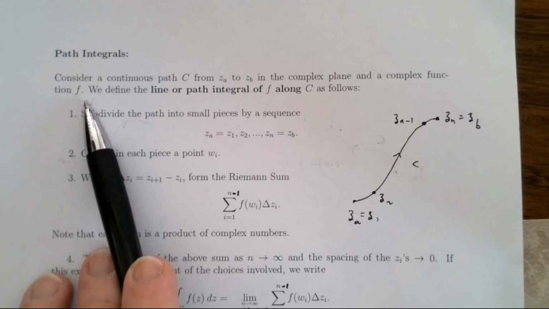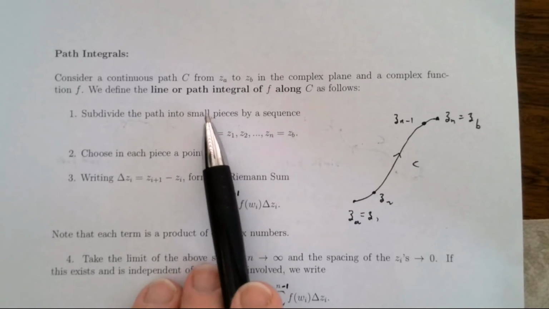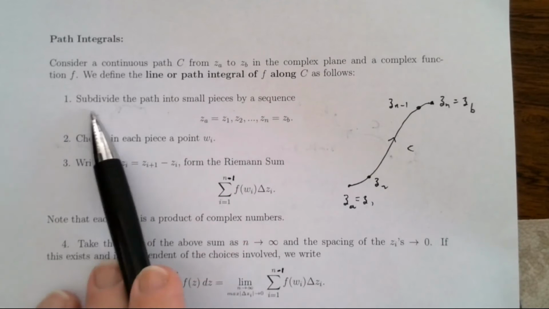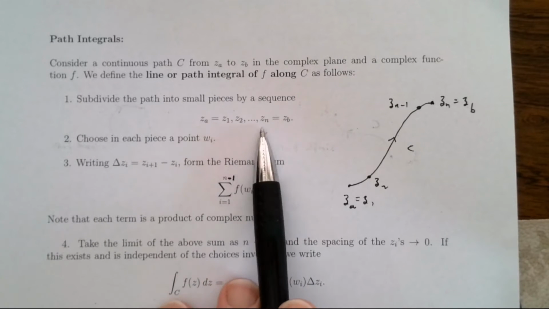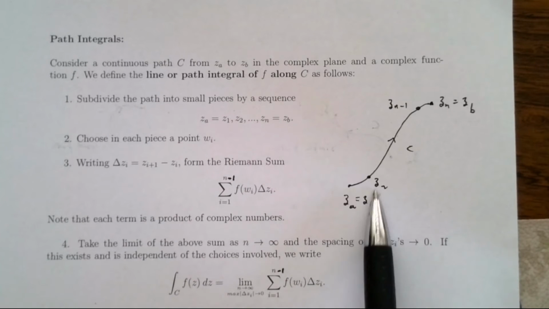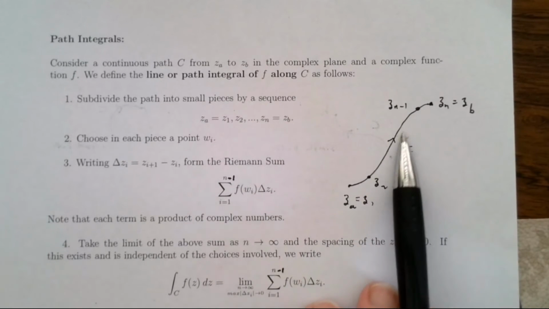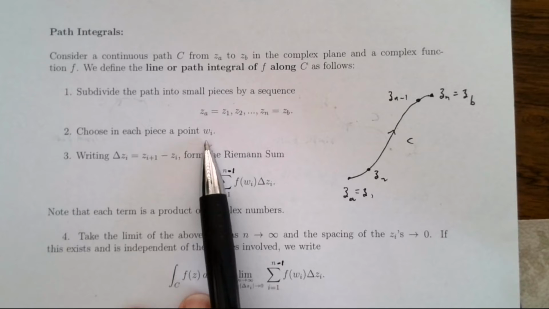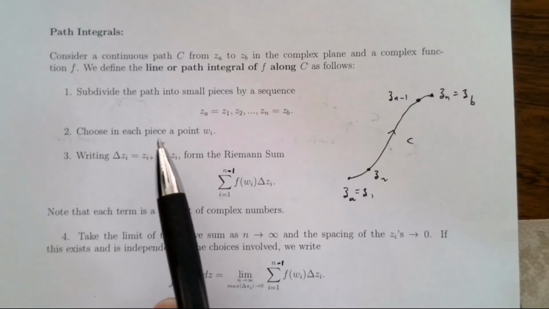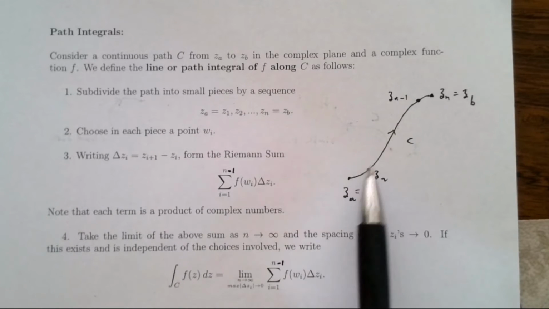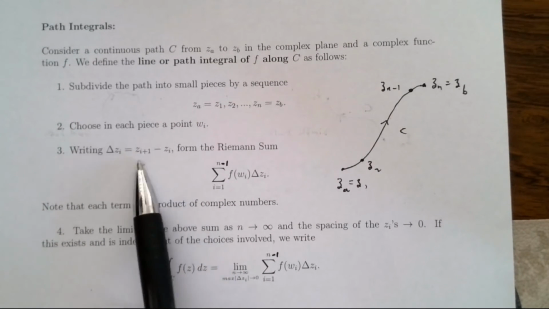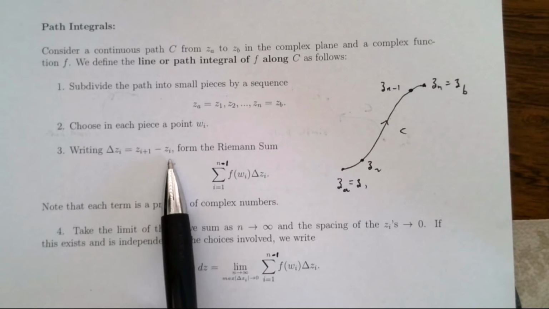And we define the line or path integral of f along C as follows. We're going to subdivide the path into small pieces, Z1 up to Zn. So that's Z1, Z2 and so on. Divide them up into small pieces. Choose in each piece a point Wi, so I choose a point Wi in each of these little regions here. And I'm going to write capital delta Zi to be the difference, Zi plus 1 minus Zi, which is simply measuring a vector between each of these.